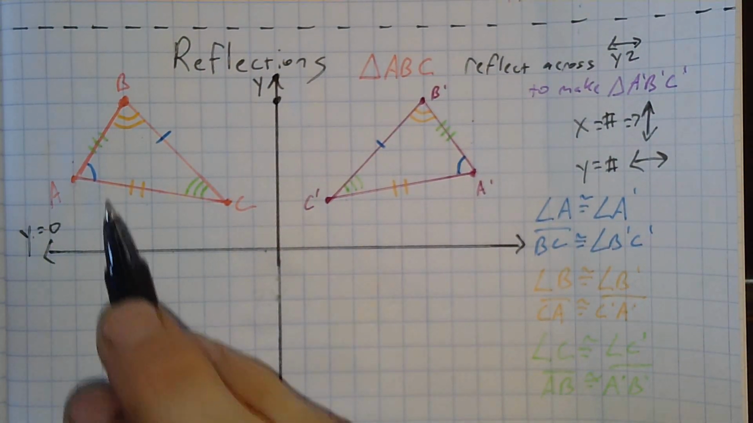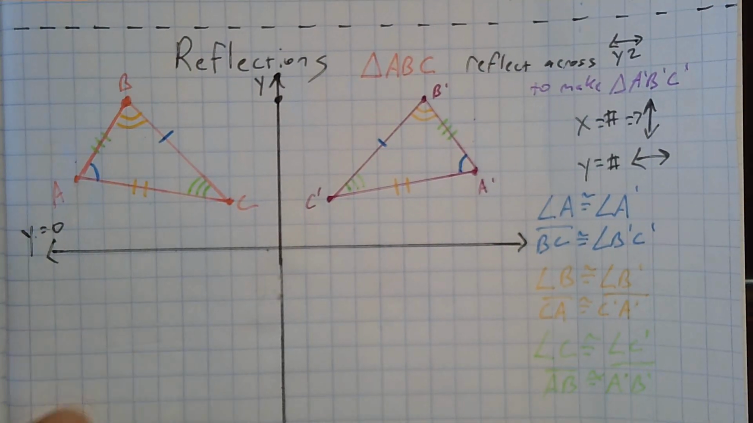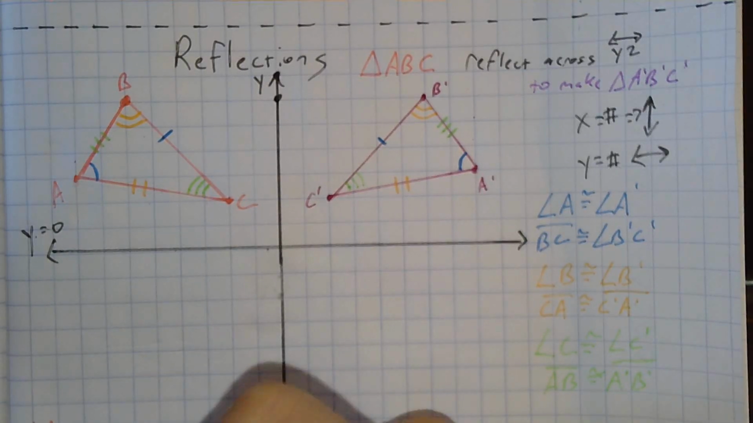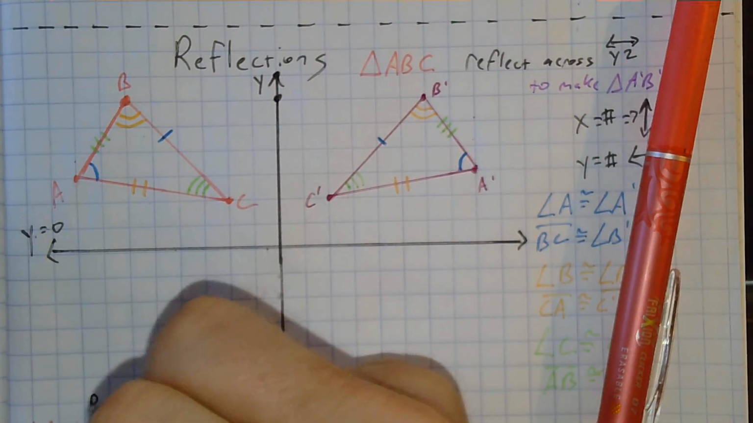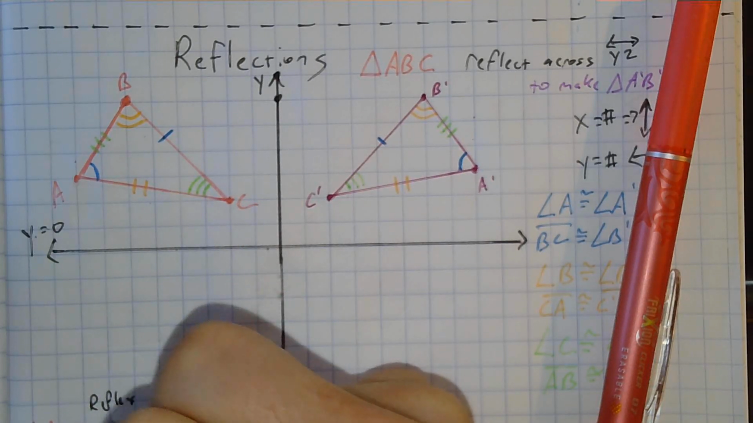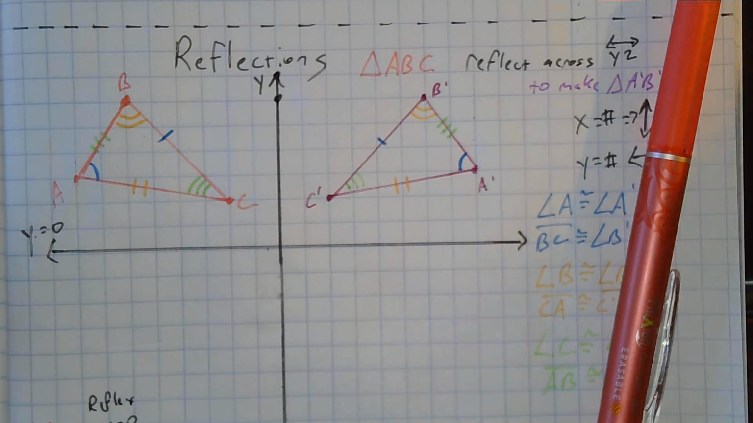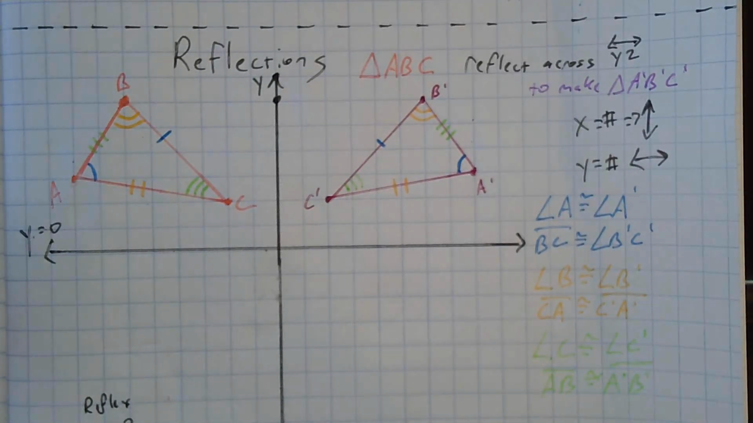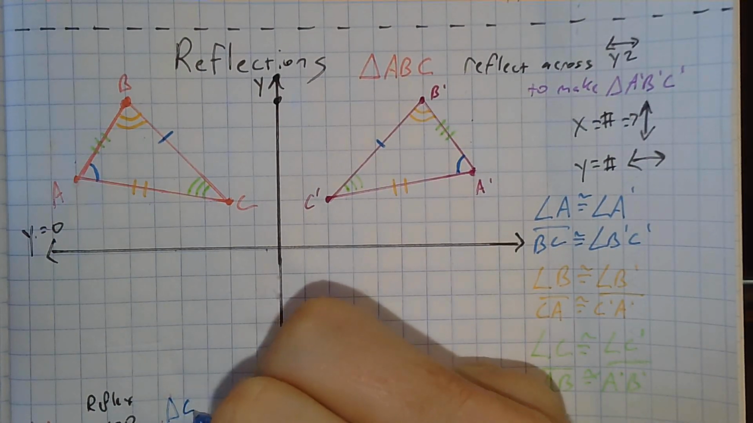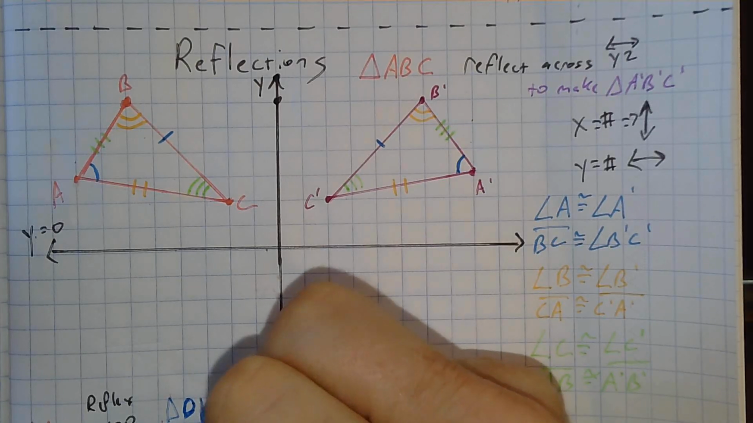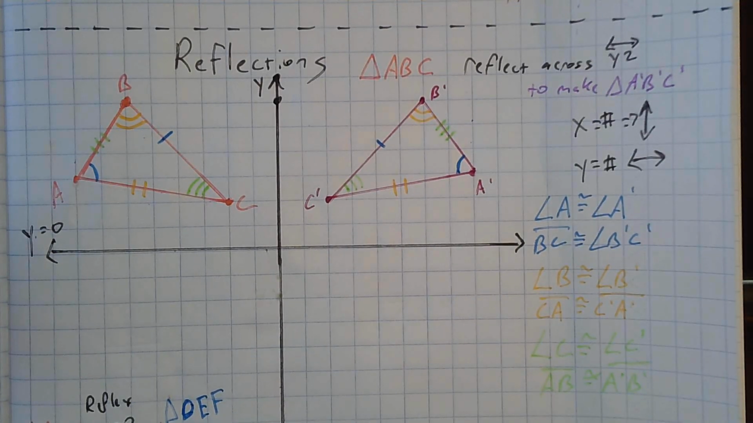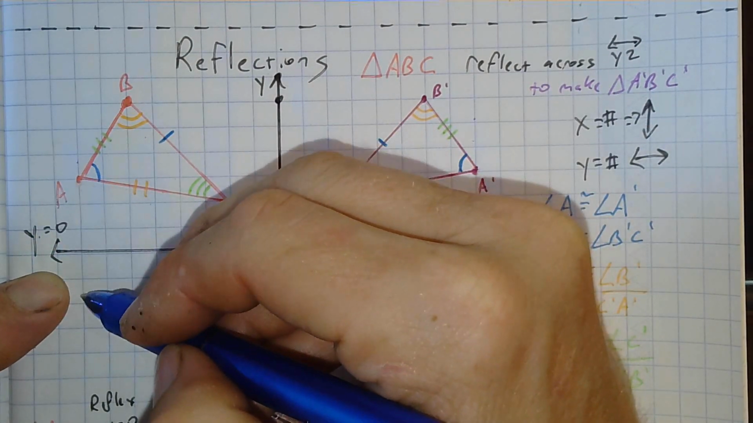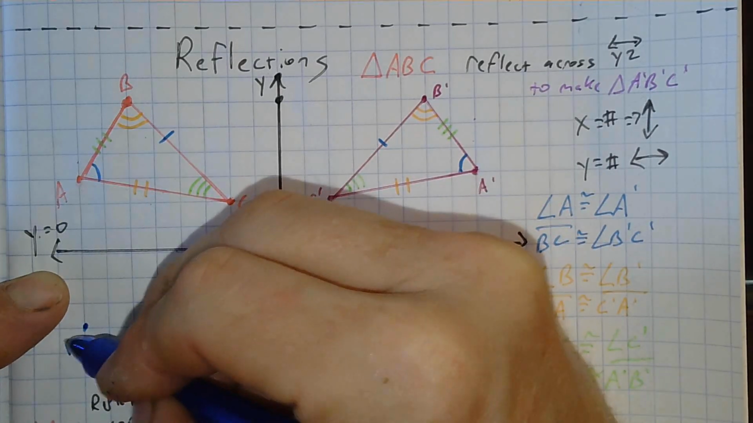So I'm going to reflect triangle ABC across line y equals 0 to make triangle DEF. Make it blue. Triangle DEF. Okay, so now I have to do the same thing here. I'll start with A. It's 3 away, so I'm going to go 1, 2, 3, and there is D prime.